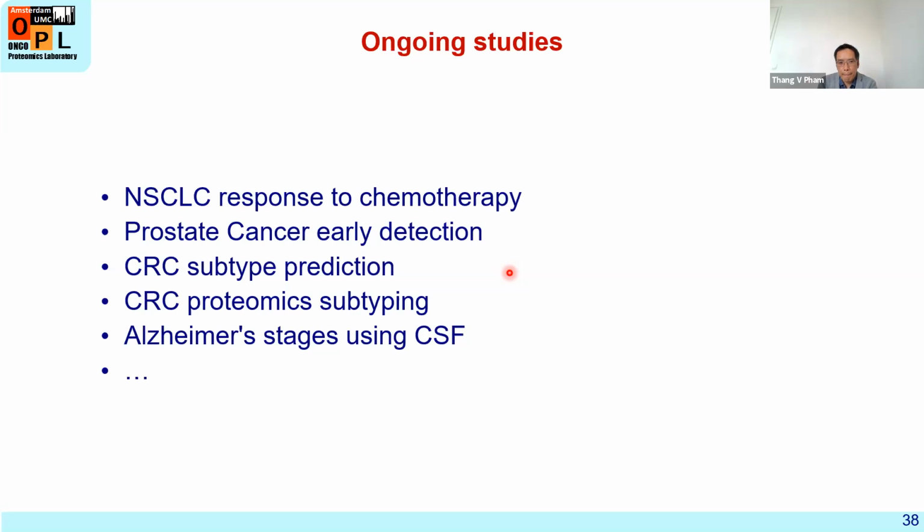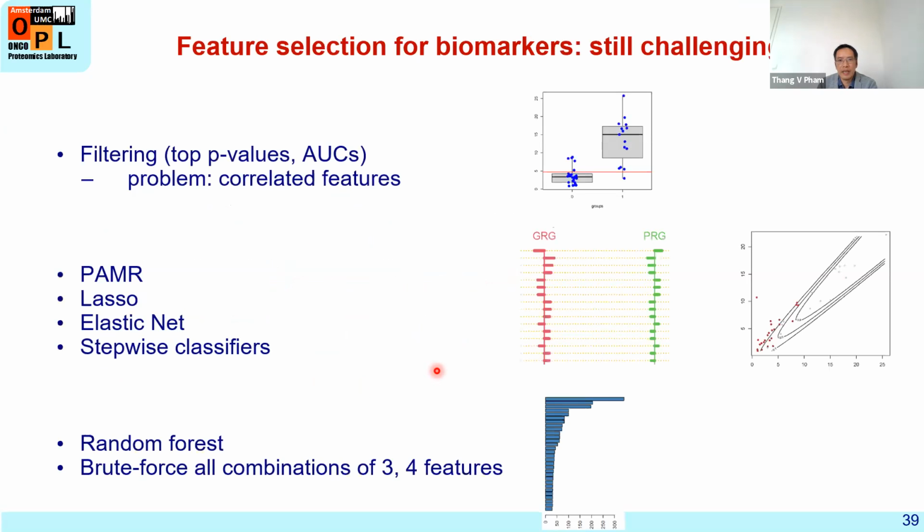There are several subtyping schemes, but one is called the CMS subtype, where patients in CMS4 would not benefit from chemotherapy, and we want to identify this subset of patients. And we also want to see if protein data can give a different subtyping. And we are also looking at not only cancer, but also neurodegenerative diseases, and so on.